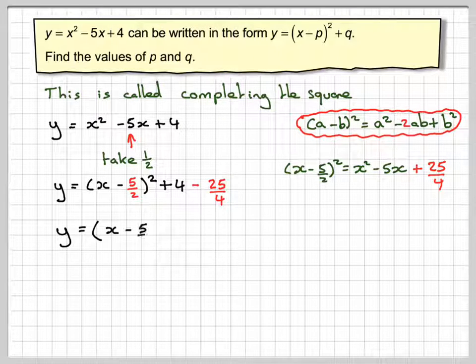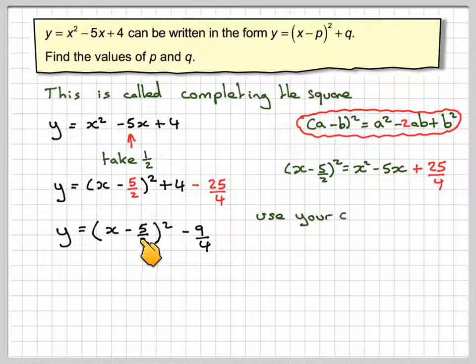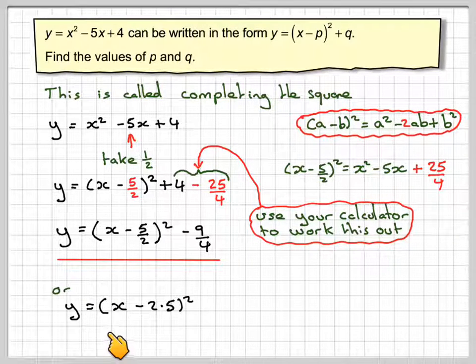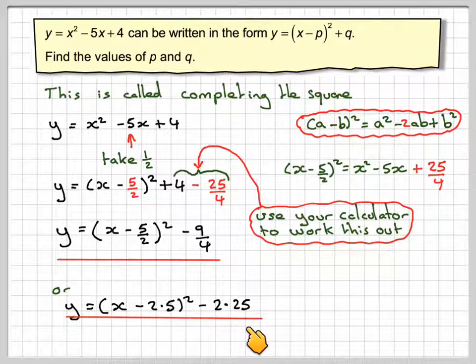So the whole thing will become y is equal to (x minus 5 over 2) squared. Now this bit, in IGCSE you should just work out using your calculator and the fraction key. So do 4 minus 25 over 4, and that will give you minus 9 over 4. Now you might have preferred to write it as a decimal, so it would be y is equal to (x minus 2.5) squared minus 2.25, since 5 over 2 is 2.5 and 9 over 4 is 2.25.